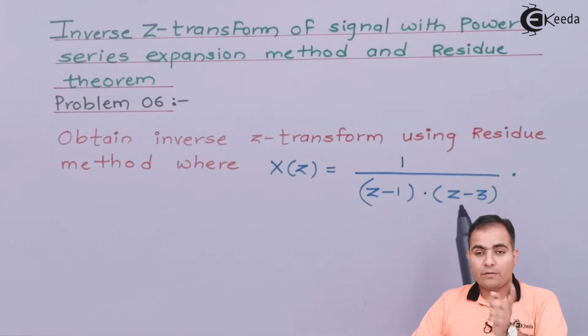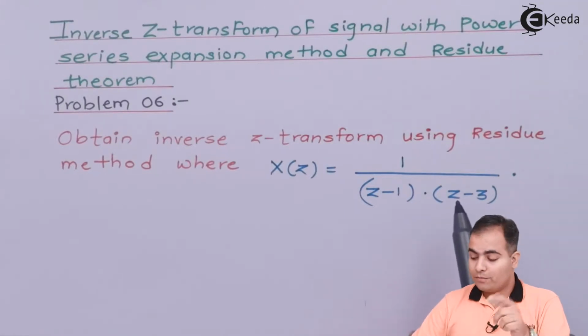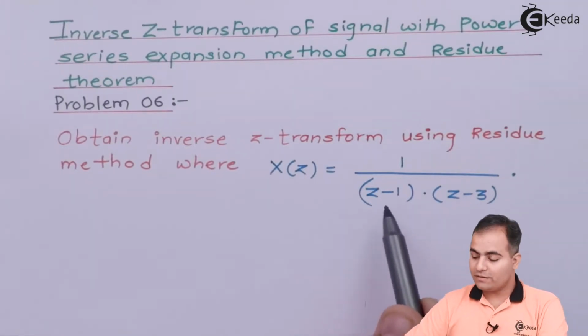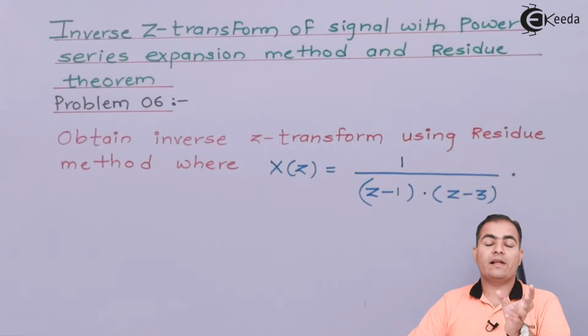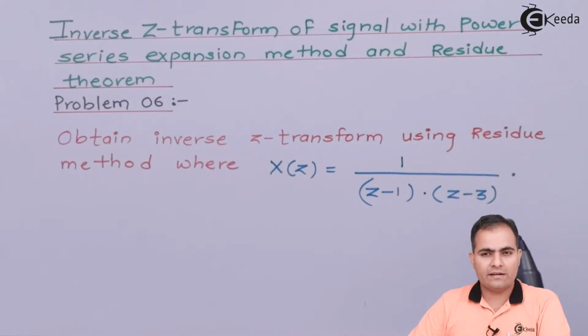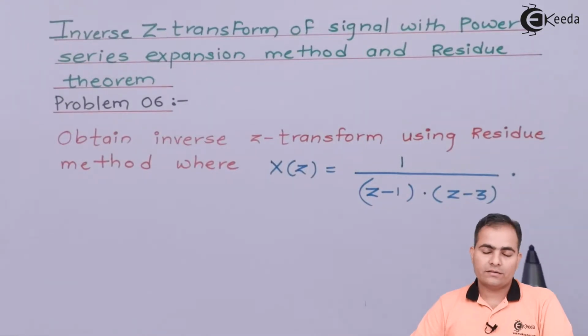We are going to multiply both sides by z to the power n minus 1, and then we will find the residue separately for z minus 1 and for z minus 3. And at the end, we will add both the values to get the x of n result. So, we will start our solution.